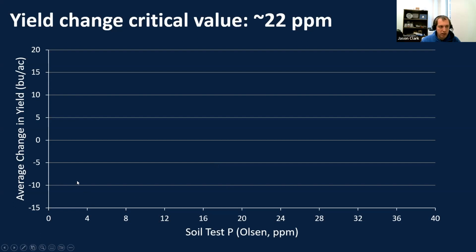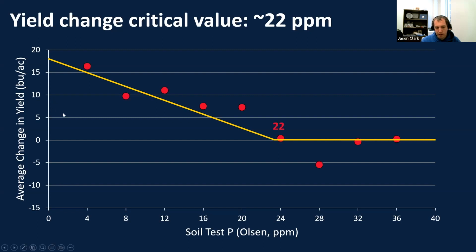So this is a relationship that we saw there. We can see, and this makes sense, at low soil test levels, we saw the biggest change in yield, about 15 bushels per acre. Yield goes down as we increase in soil test value until we hit 0 right here on this line. And that value is around 22 parts per million.